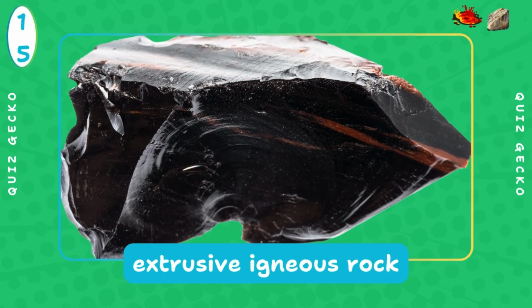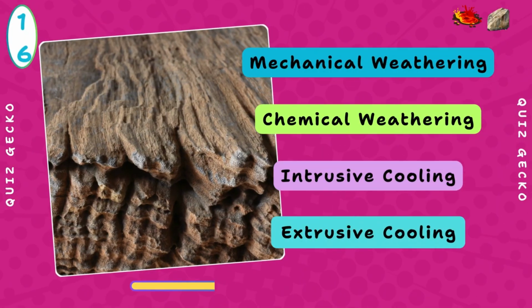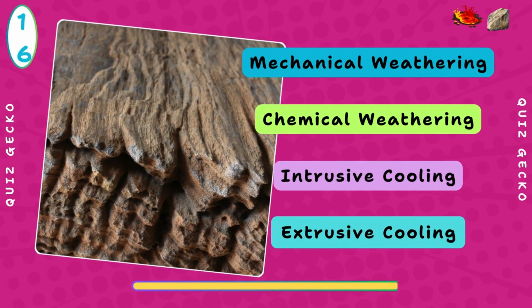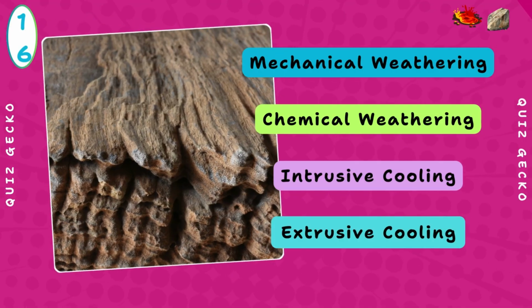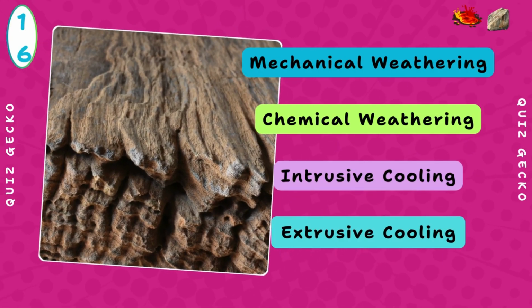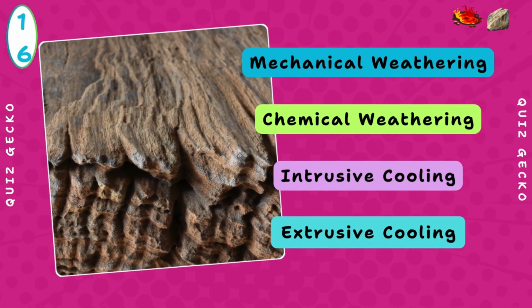Extrusive igneous rock. What is the term for the natural process of breaking down rocks through chemical reactions? Mechanical weathering, chemical weathering, intrusive cooling, extrusive cooling.